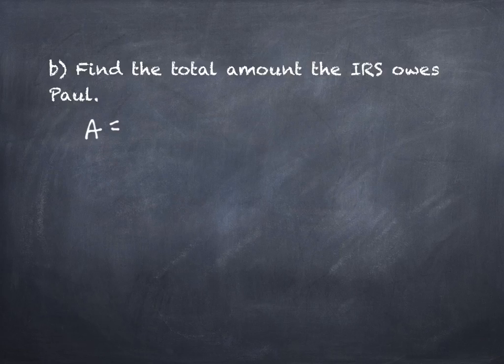What do we want to add, Katrina? The interest that we found, which was how much they owe me. Okay, so we could add the 2120 and that 530, right?